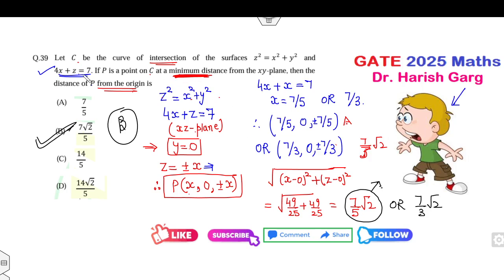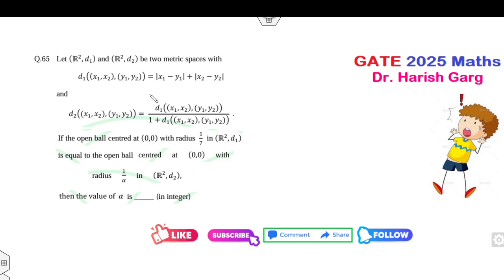It's very simple. Your target is to use the xz plane, so y will be 0. Find the point of intersection by substituting in this given equation. So you will get the point. Once you know the point, you will get the minimum distance. Okay, look at this another one.